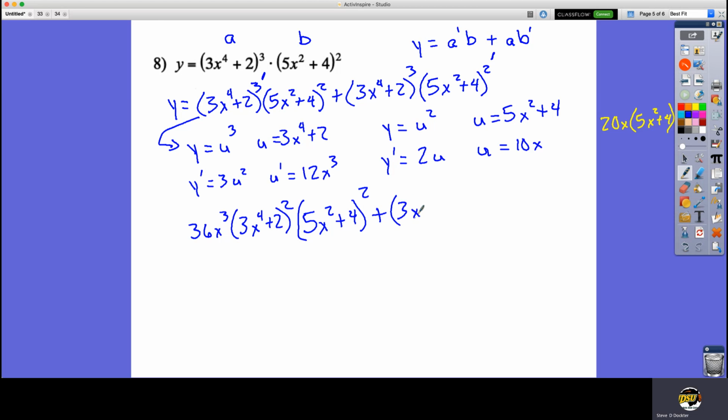Plus 3x to the fourth plus 2 cubed. And then we have to take the derivative of the last one, which we already found was 20x times 5x squared plus 4. Okay, not the prettiest thing to look at in the end, but that is the derivative of our original. Lots of steps to this, but to be honest, it's just staying organized. So even though we're doing product rule and chain rule, I think it's something that you can handle.